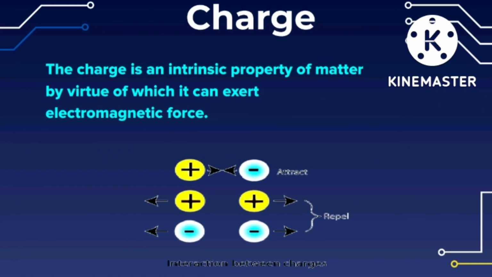Alright, so let's see what's a charge. A charge is an intrinsic property of matter by virtue of which it can exert an electromagnetic force on its environment or surroundings. The interaction between the charges would be like this: unlike charges attract, whereas like charges repel. As you can see in this diagram, which illustrates that unlike charges, like positive and negative, attract, whereas like charges, like positive and positive, repel from each other.